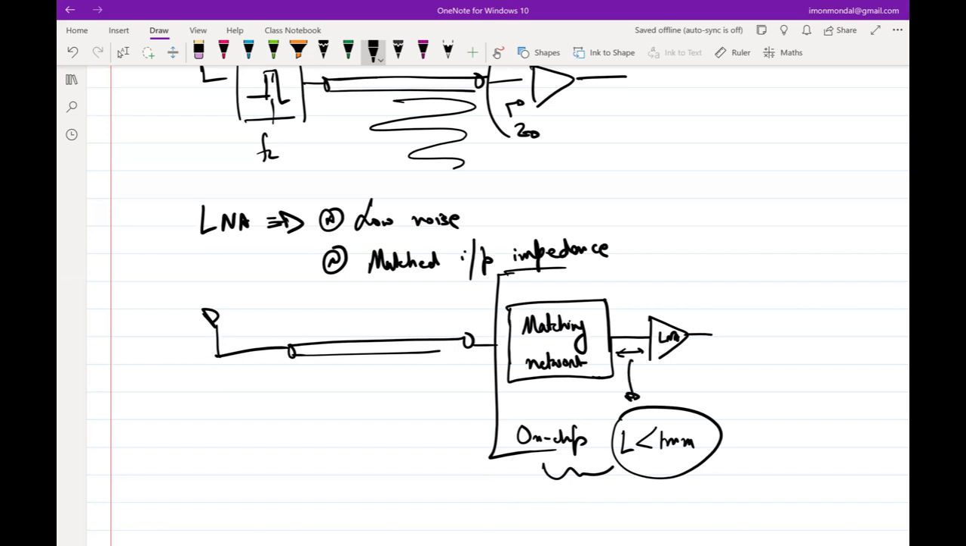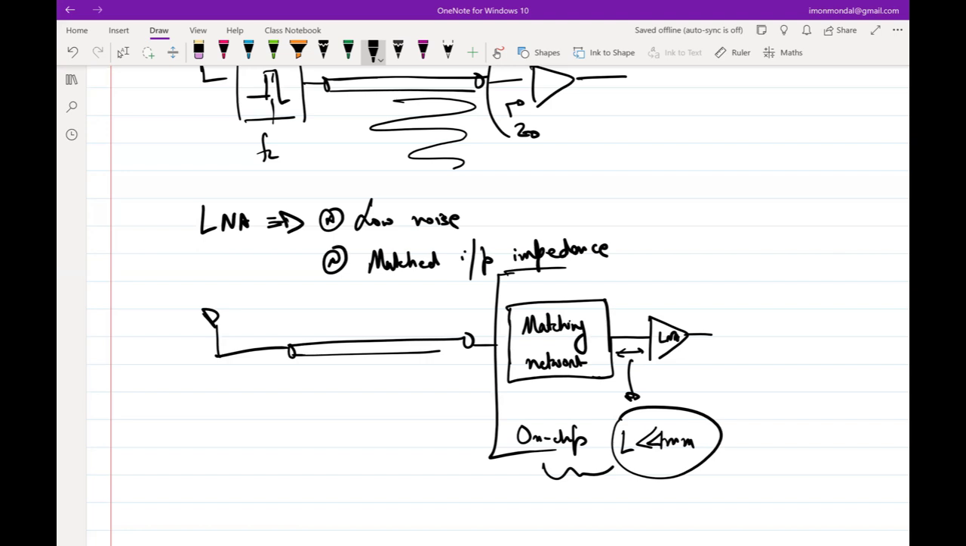Typically this L has to be much lesser than 1 millimeter. Typically, they are much lesser than 1 millimeter. The size of the chip itself is of the order of a millimeter or a few millimeters. You cannot really take the entire chip out. So by default, it becomes much less than a millimeter. So you do not have a problem.